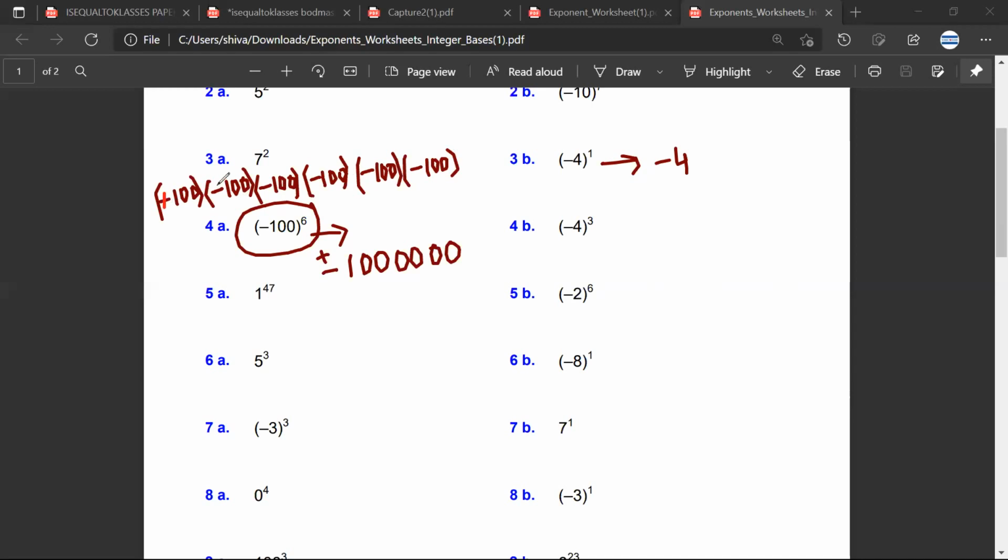This negative and this negative would be positive. So the answer should be positive. Sarthak, any doubt? No, sir.